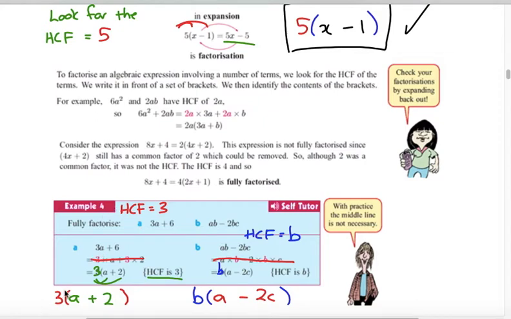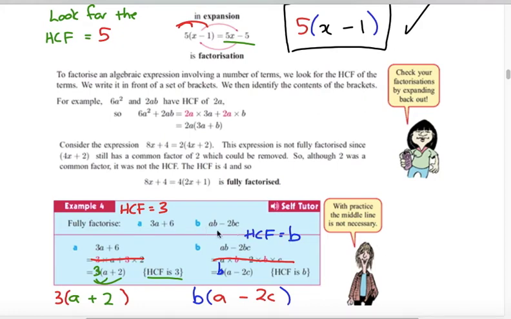So I tend to do the part in red first. I write the highest common factor out the front first, 3. Then I open up my brackets. So the first step is to do the red step. Then the green step is what I do last. So 3 times what generates 3a, 3 times a. And 3 times what generates 6, 3 times positive 2. And that's the answer to the factorized version.